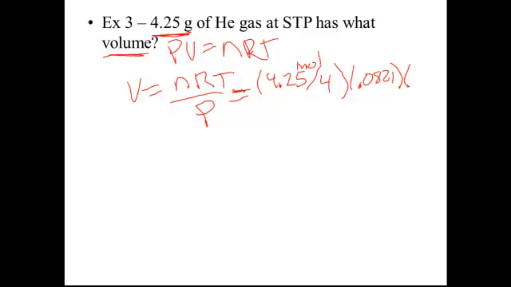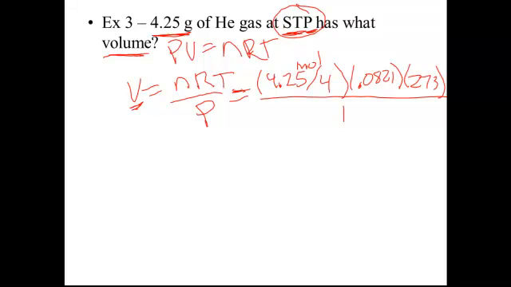And then the temperature is the standard temperature, which is 273 Kelvin. And then our pressure, again, is the standard pressure, which is 1. So using PV equals nRT, I'm just solving for volume using the information that they give us. Remember that the standard temperature and pressure always is that 273 and 1 atmosphere.